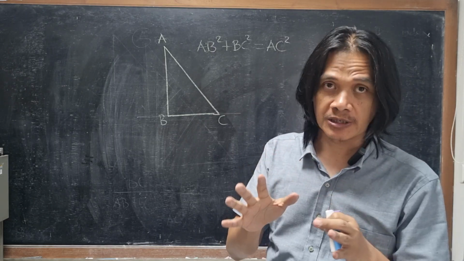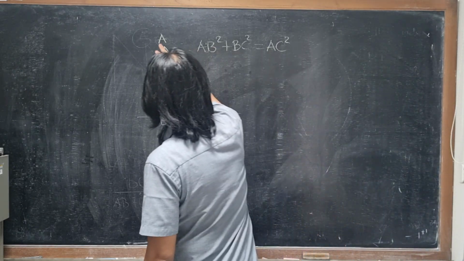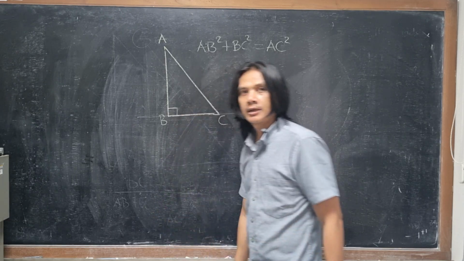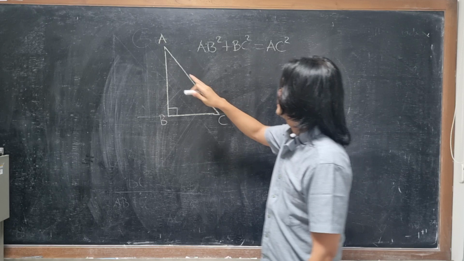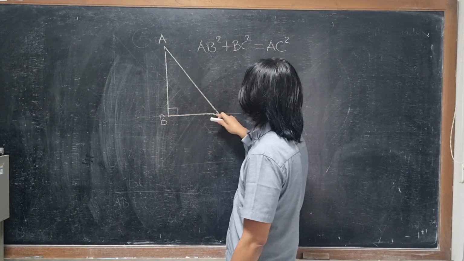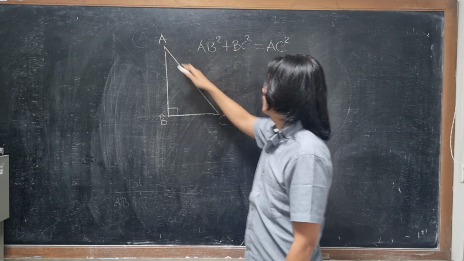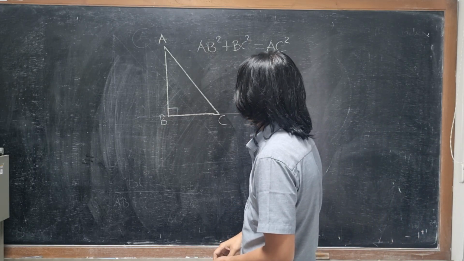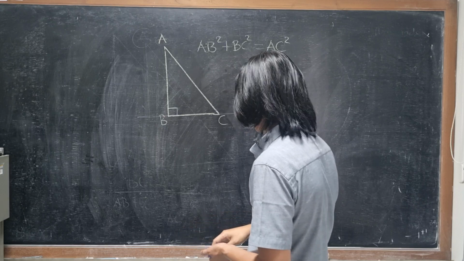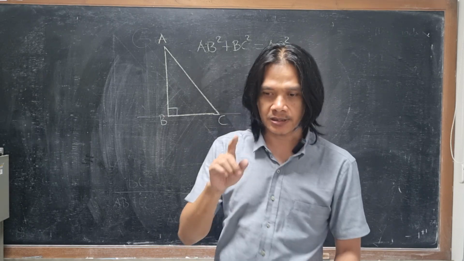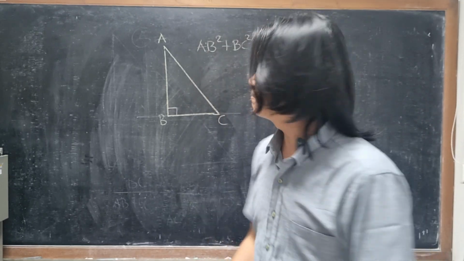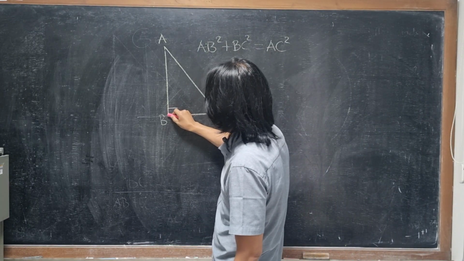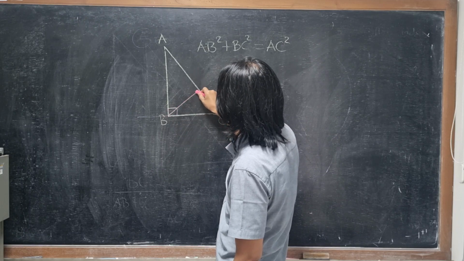similar triangle properties. Okay, so here we have a right triangle and we would like to show that AB squared plus BC squared is equal to the hypotenuse squared. Okay, so how can we proceed? First let us draw some segment here. Draw an altitude from B to AC.